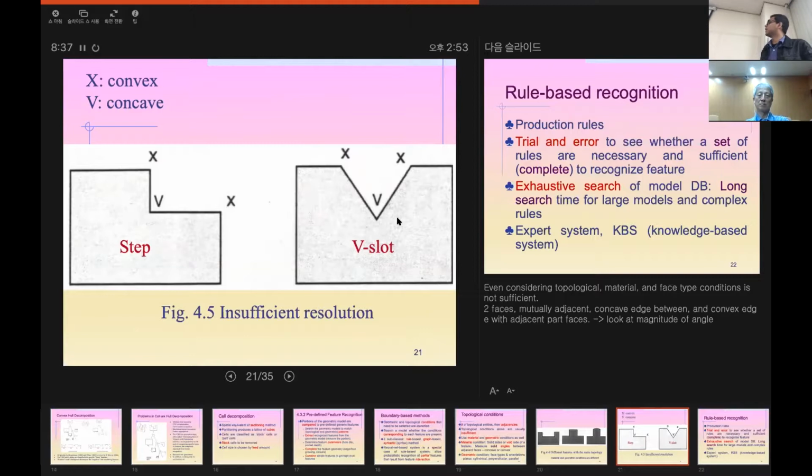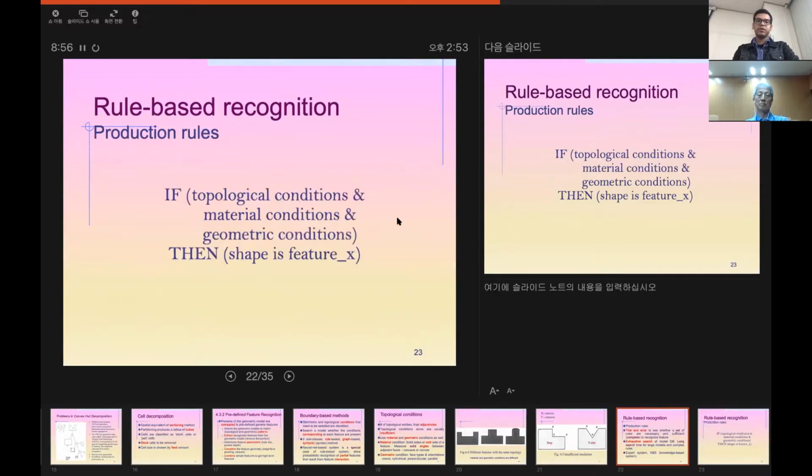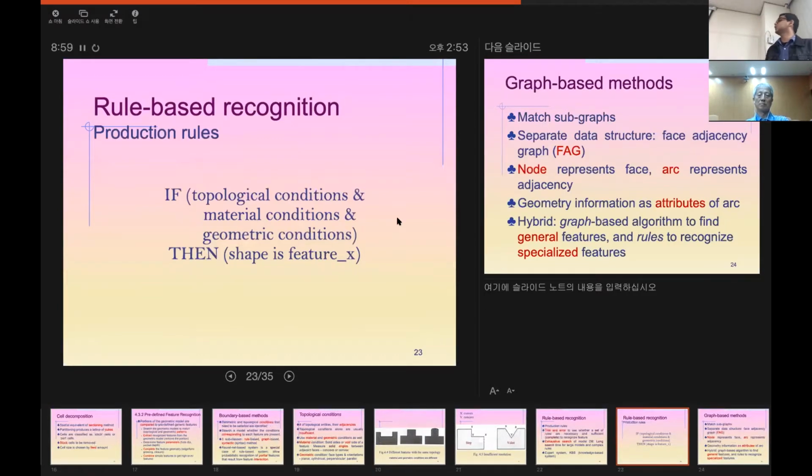Therefore, we have to go further into this. For example, you have to measure the magnitude of the angle to determine what the feature is. So the first type of boundary-based feature, predefined feature recognition, is rule-based recognition. What this does is it uses production rules, which can be seen here. So it's a condition which says that if it satisfies some topological, material, and geometric conditions, then it is that feature.